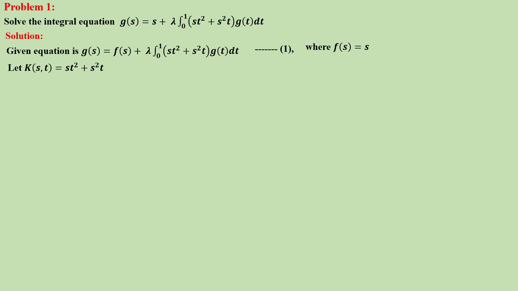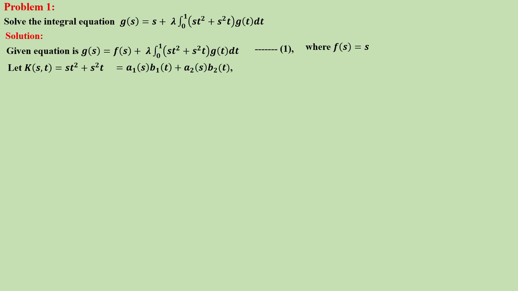Now we are taking the kernel. The kernel is nothing but the function multiplying g(t) in the integrand. Here, multiplying g(t) in the integral is s t² + s² t. So the kernel K(s,t) = s t² + s² t.